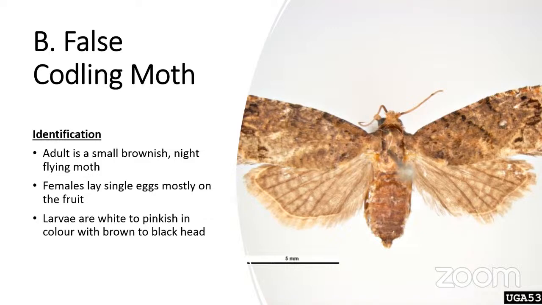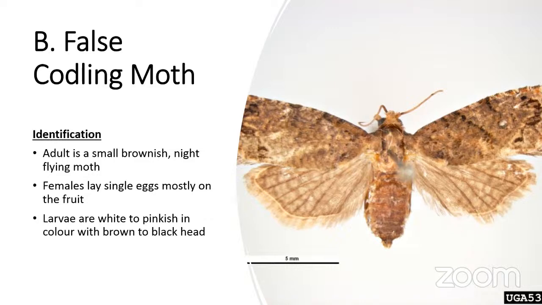Then the second one is the false codling moth. The false codling moth appears like a butterfly, but it is also a very small insect. Identification: the adult is a small, brownish, night-flying moth. This moth becomes active at night. They are nocturnal. They are those organisms which start their activities at night.